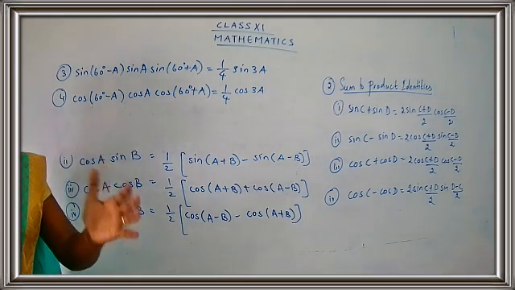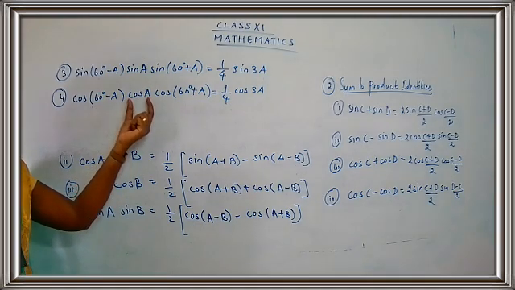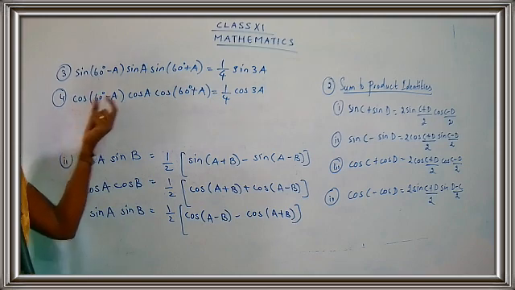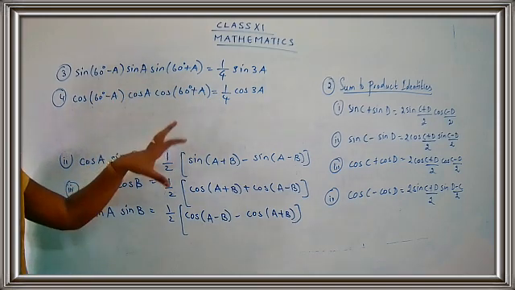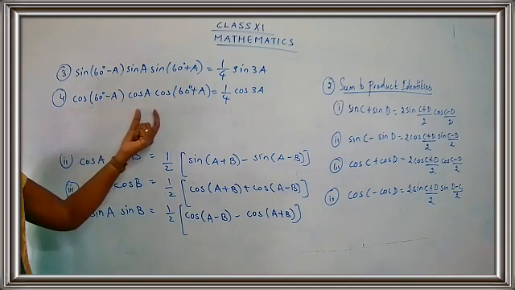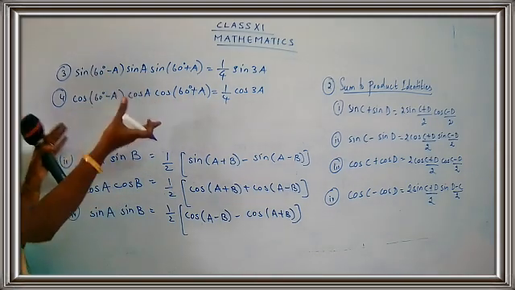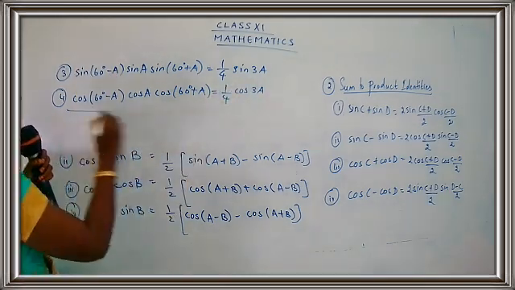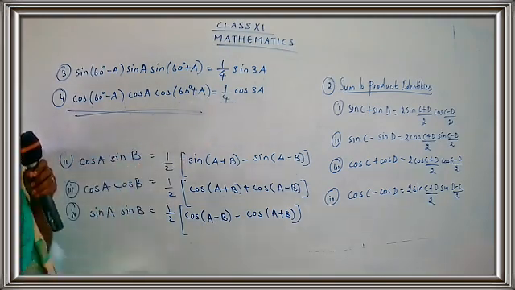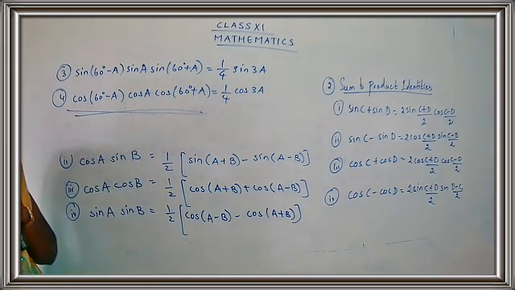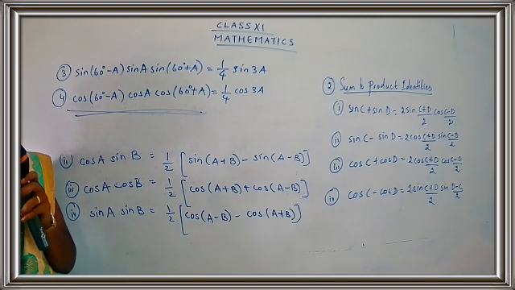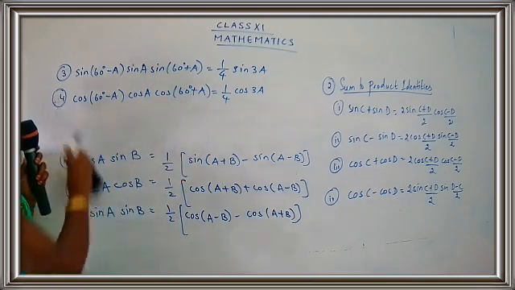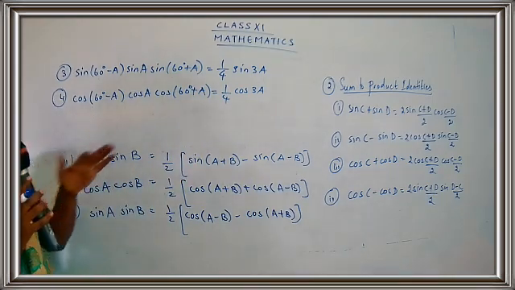So you have to arrange the angle in such a manner. This is the middle angle, cos A, and this angle you get by subtracting A from 60, and this angle you get by adding A to 60. So this is cos (60 minus A), cos A, cos (60 plus A). If you have such an arrangement, you can replace this whole part with 1 upon 4 cos 3A. When we apply these formulas in the sums, you will be more clear about it. So the formula: cos (60 minus A) cos A cos (60 plus A) is equal to 1 upon 4 cos 3A.